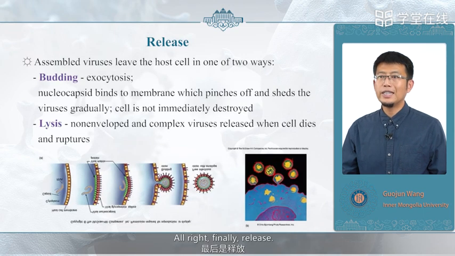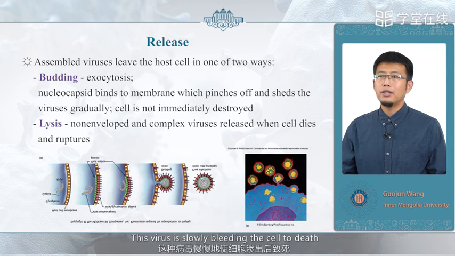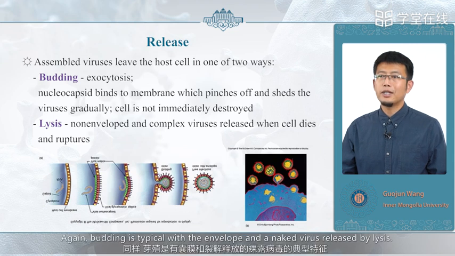Alright, finally, release. I have already talked about budding, so that you can see the picture. This virus is slowly bleeding the cell to death, and what happens is the virus particle comes up and takes a piece of the membrane with it. The other one is lysis, like a big water balloon full of virus particles. Eventually, the cell cannot hold anymore, blows up, and releases all the virus particles out. Those are the two types. Again, budding is typical with the envelope, and the naked virus is released by lysis.